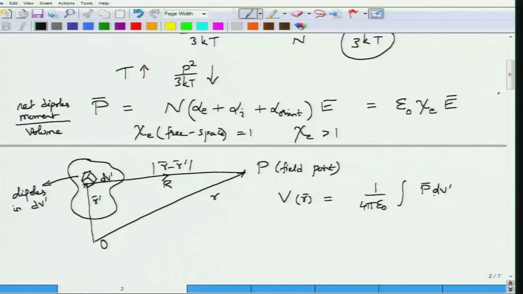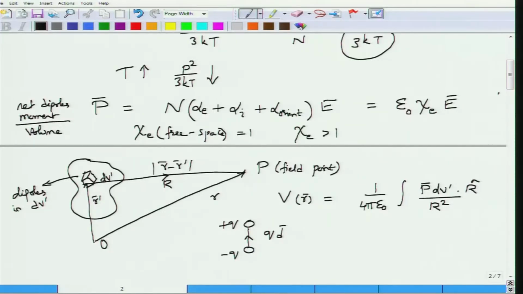Now P is a vector, so I need to rewrite this equation in a proper way, with P dot r hat divided by r square. Why is this 1 by r square? If you recall the field of a dipole, you will remember that if you consider two charges, one at minus q and the other at plus q, and defined qd as the dipole moment, right.